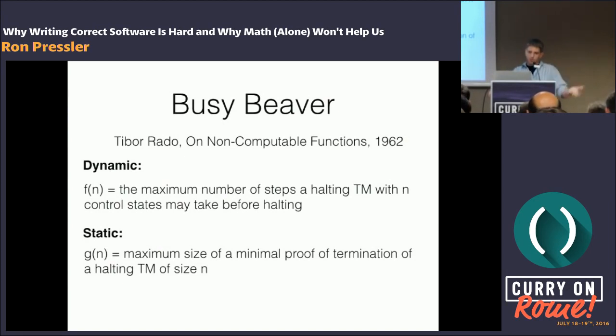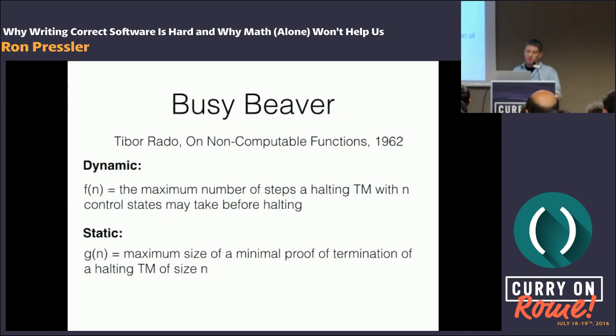So again, there's only a finite number of machines of size n. A subset of them terminates. Each of them has at least one proof of termination, because if they terminate, the terminating trace of the program itself can be used as a proof. So each of them has at least one proof of termination. There may be a smaller one. So for each of them, we take the smallest proof. We take the maximum over all the terminating ones, and that's g of n.